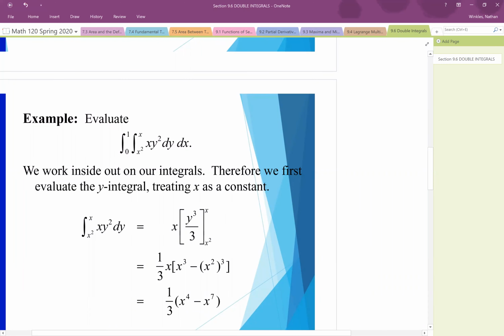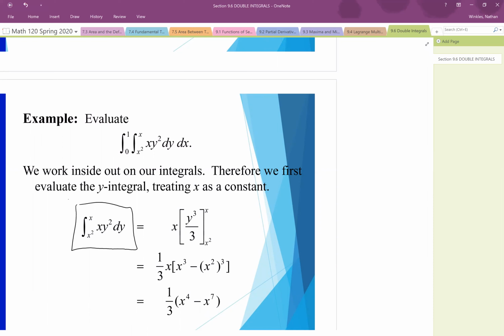The integral from 0 to 1 of the integral from x squared to x of xy squared dy dx. So notice the first thing I'm going to do is break this apart. First thing we care about is only this inside piece, the integral from x squared to x of xy squared dy.